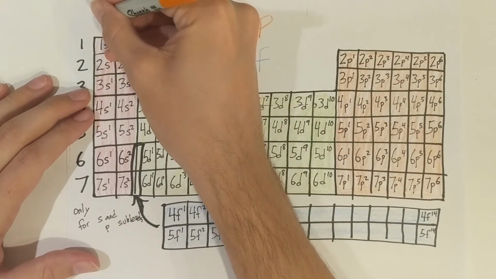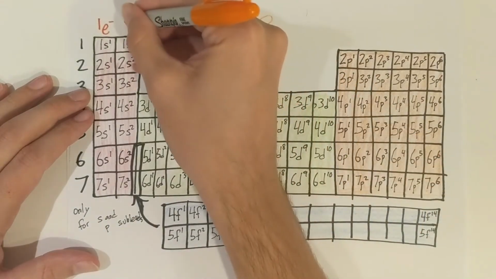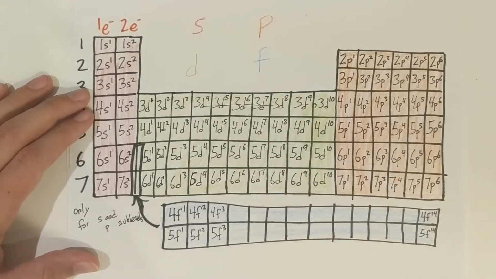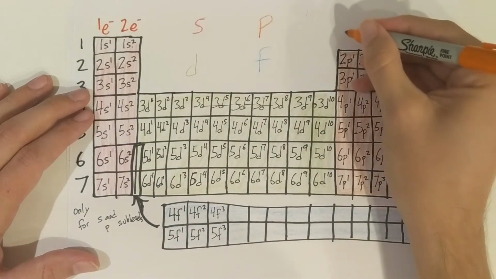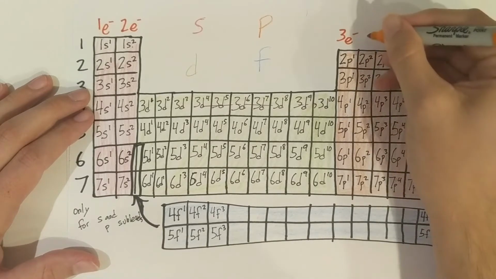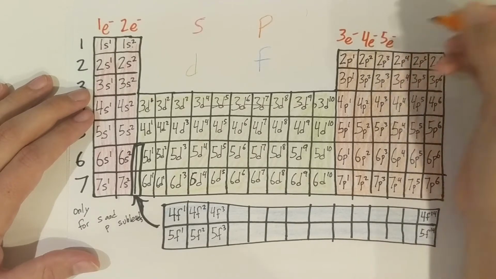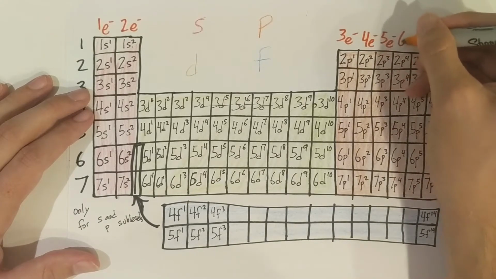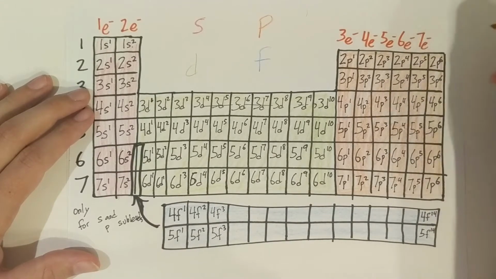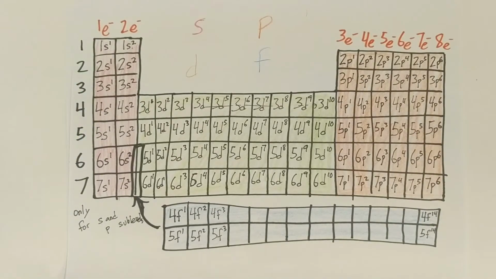So all my elements in this group are going to have 1 valence electron. All of my elements in this group will have 2 valence electrons. In this group, 3 valence electrons. In the next one, 4. 5 in the next one. 6. 7, and over here, 8 valence electrons.